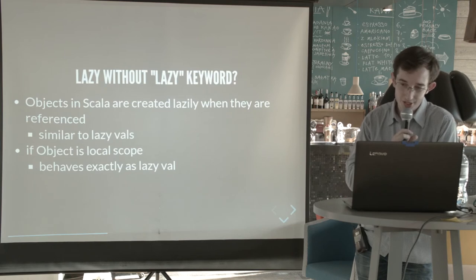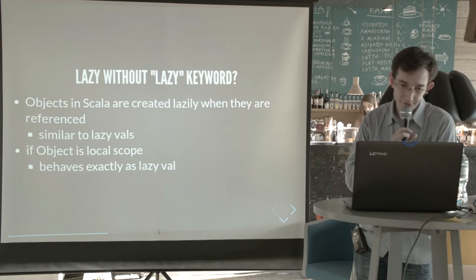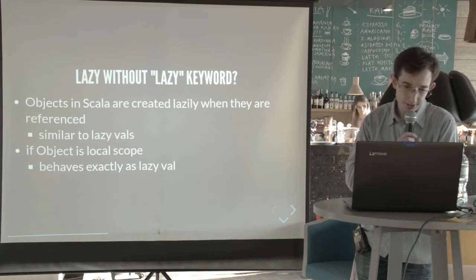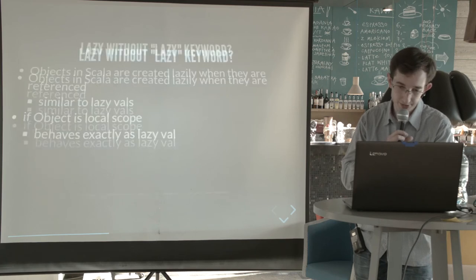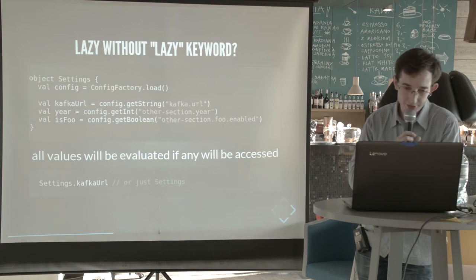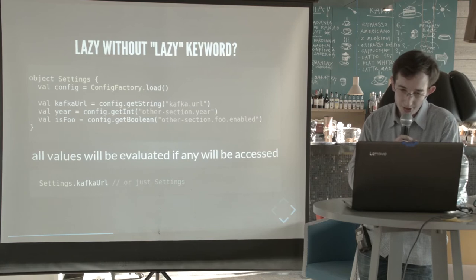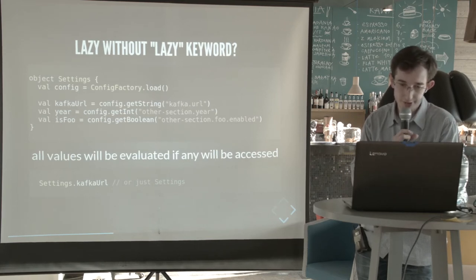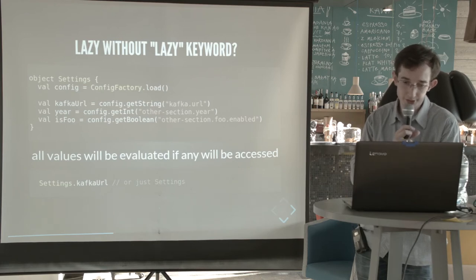And one more notice. You have to keep in mind that objects are lazy in Scala. They are created lazily when they are referenced, like a lazy val. If they are in local scope, then they behave exactly like lazy val. It implies that when you have settings inside Scala object, like here, then the vals inside the objects are initialized when object is accessed. In this example, accessing any of the internal members of settings object will evaluate all of them.